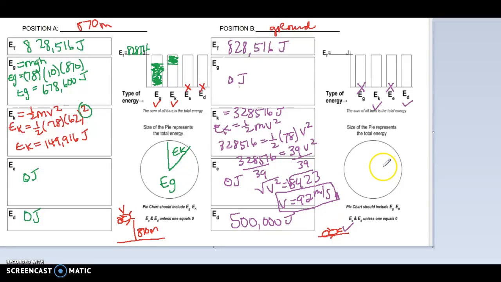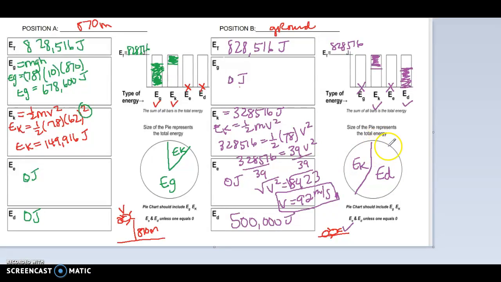All right. So if I look at the ratios now, the dissipated energy, 500,000 to 828, that's more than half, right? So it's a little more than half of it is ED, okay? And then that leaves the rest of it for EK, right? And the total here is still 828,516. Okay, so a little more than half or so is going to be ED. The rest of it's going to be EK.